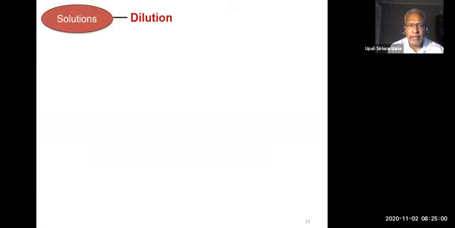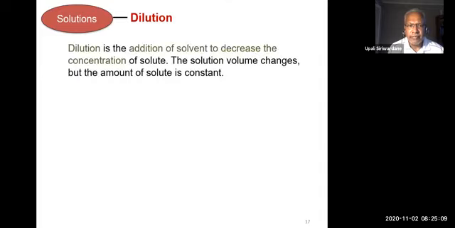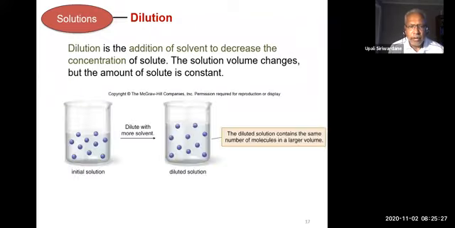Dilution is a problem that we encounter in daily laboratory work. We start with a concentrated solution, and dilution is adding solvent to decrease the concentration of the solute. The solution volume changes, but the amount of solute is constant. For example, there's a standard initial concentrated solution. When you add water, you still have the same number of solute particles, but the volume is higher.